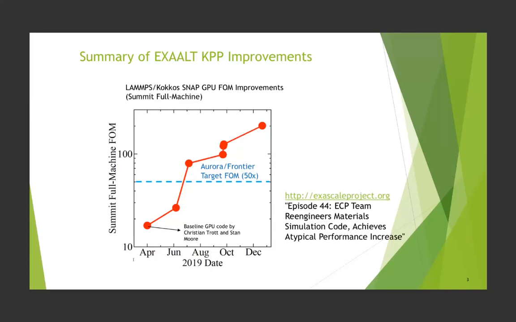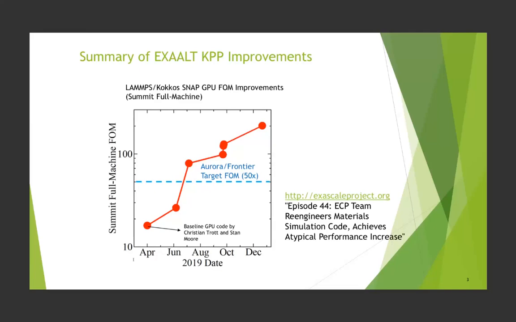We were, of course, interested to know how this would work on GPUs, because Mira is a purely CPU machine. The first information we got on that was when Stan Moore and Christian Trott used the Kokkos library that's available in LAMMPS to build a first version of SNAP that could run on GPUs. When that was completed and Danny Perez ran it with the full EXAALT software stack on a fraction of the Summit machine, he was able to estimate a figure of merit relative to Mira for the full Summit machine of 17x, and that's the red dot on the lower left of the slide.